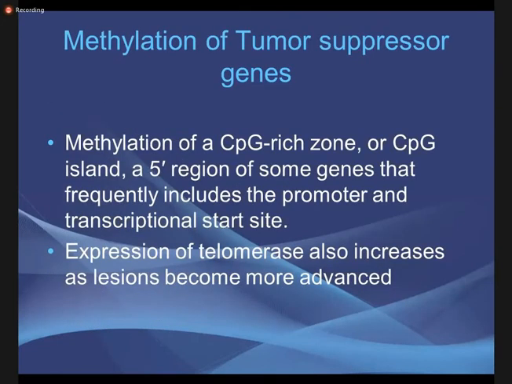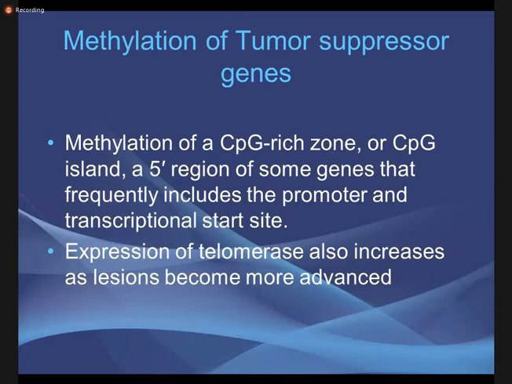Then methylation is another process which causes the silencing of the gene. When this methylation occurs in the CpG-rich zone or CpG island at the 5' region of some genes, that includes the promoter and transcriptional site, then it will cause the silencing of the genes. So these genes will be absent, so they will also contribute to the uncontrolled proliferation of the cells.